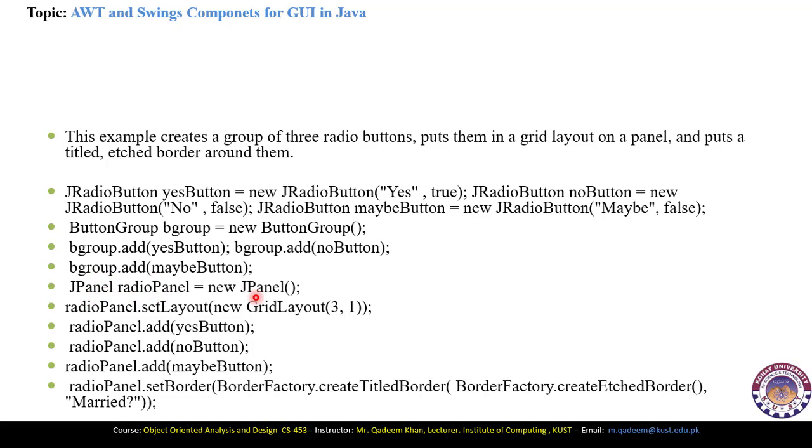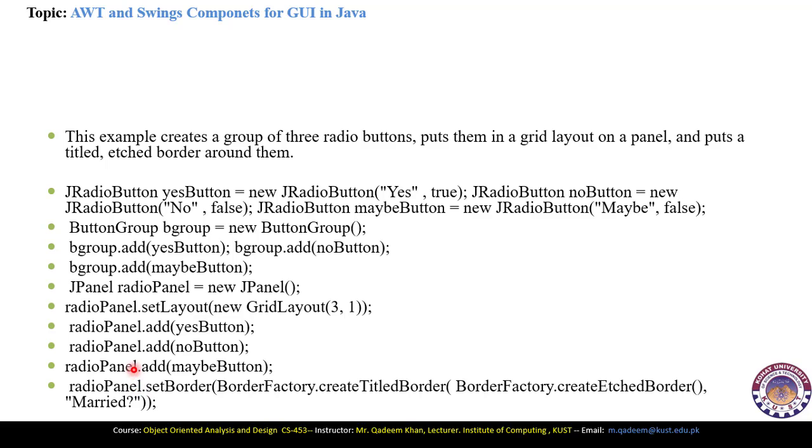Then we have the panel, radio panel, new JPanel, radio panel dot set layout, new GridLayout 3, 1. So this defines the grid layout, which means that there will be a grid of 3, 1. In fact 3 will be the number of rows and 1 the number of columns. So 3 rows and 1 column will be in the grid. And then we have radio panel dot add: yes button is added here, no button is added here in this panel, and similarly maybe button is also added here in the panel.